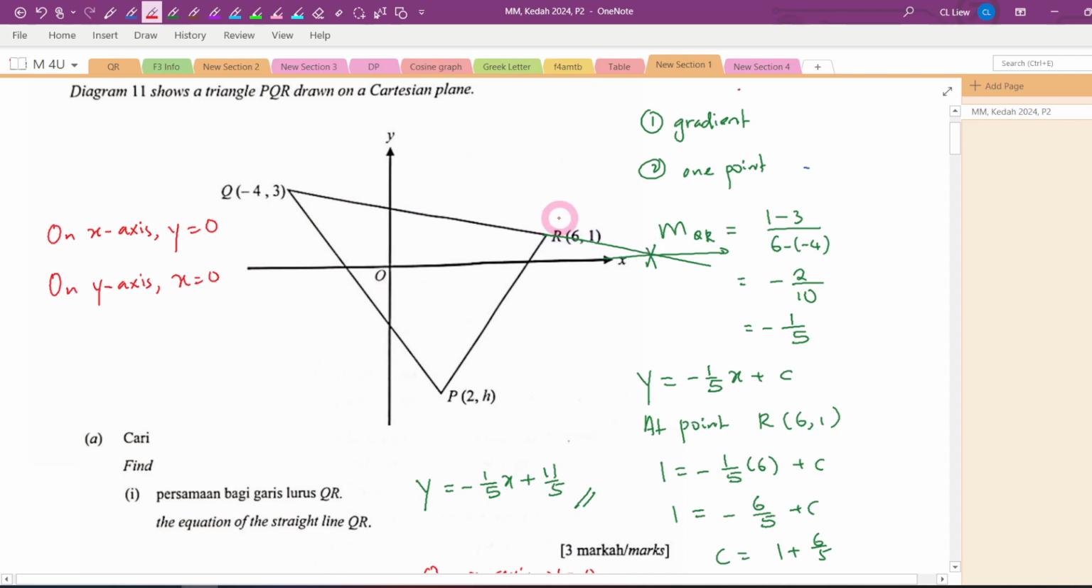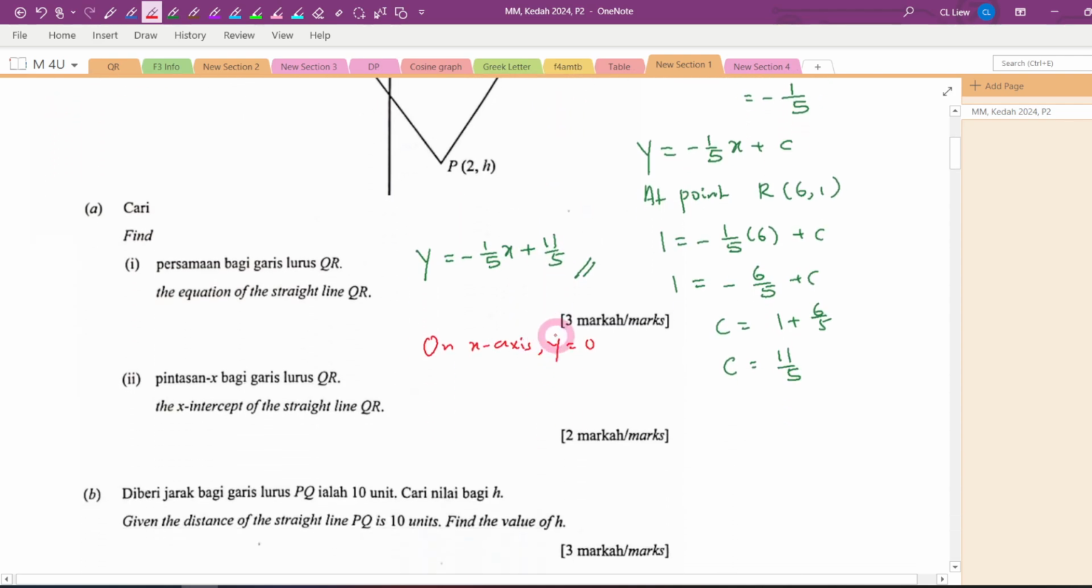So for QR we got the equation just now, which is this one. Since I know this is the x-intercept on the x-axis, y is equal to 0, so I'm going to change the y to 0. Then I need to find the x. 1 over 5x, move this over here, negative becomes positive, 1 over 5x is equal to 11 over 5. Now, x is equal to 11 over 5 times 5 over 1, which is equal to 11. So the x-intercept is equal to 11.